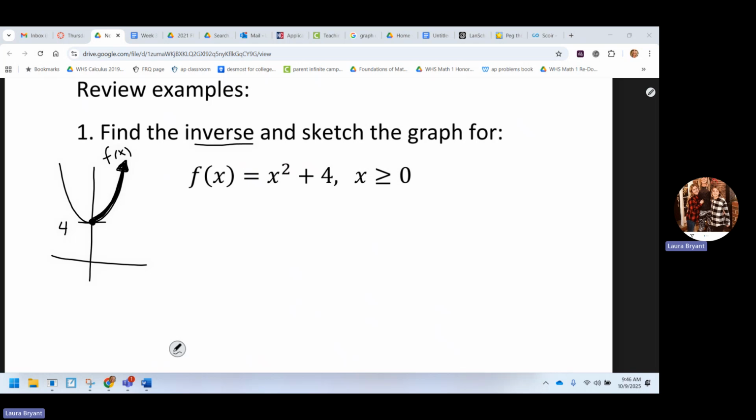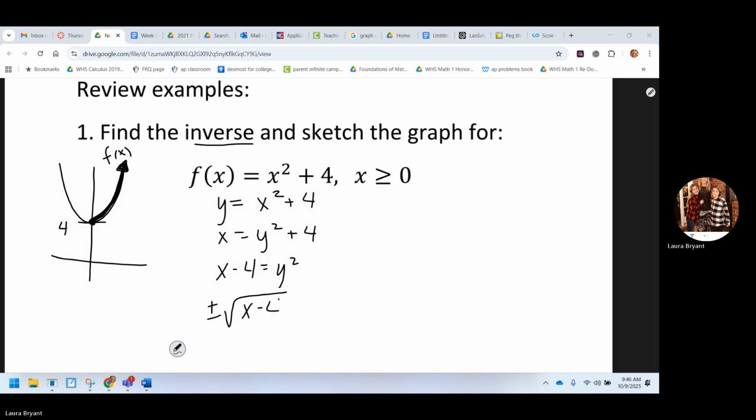Okay, so to find an inverse, I'm going to rewrite my equation so I have x's and y's instead of f of x. And then I switch x and y. So that's the property of inverses, that x's and y's are switched. So it's going to be x equals y squared plus 4. And I can solve for the new y by subtracting 4 on both sides, and then taking a square root on both sides. So I switched x and y, and I solved for the new y.